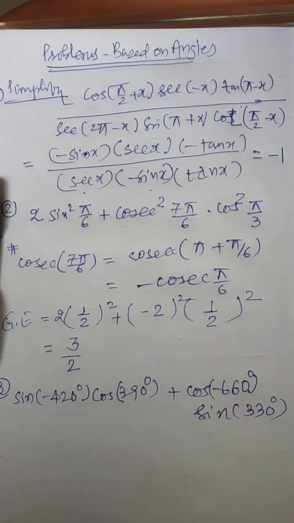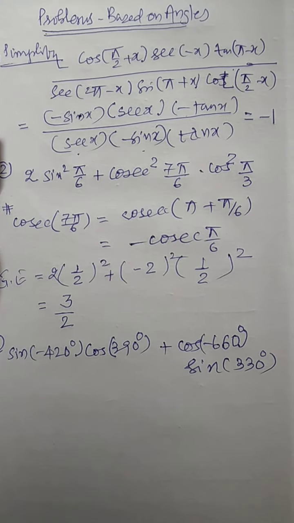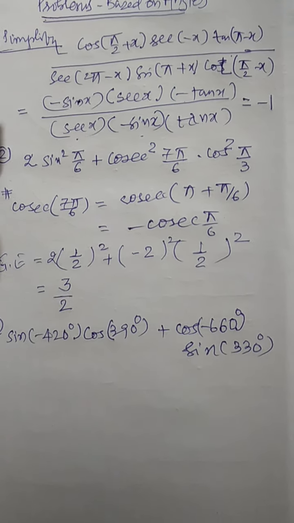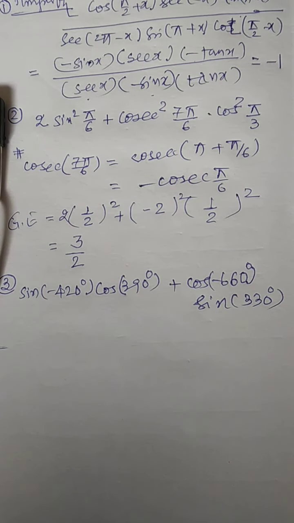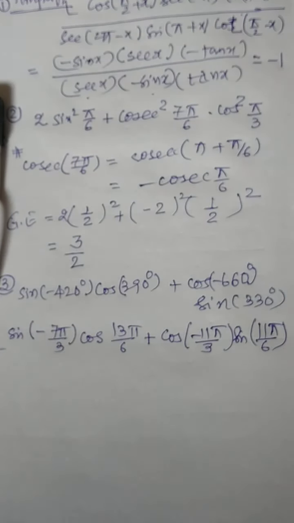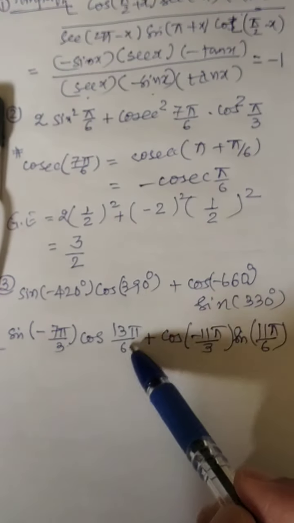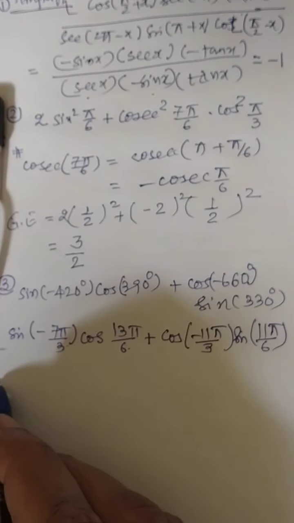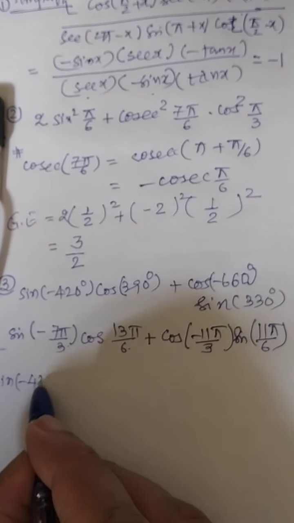See the next question. Sin of minus 420, cos of 390, then cos of minus 660 and sin of 330. This question can be asked in the form of pi also. I am just writing that. So make yourself familiar with both and then I will tell you the procedure. Okay, the same question. Because 420 can be written like this, 390 can be written like this, 660. If such type of problems are there in any question at any time, you should follow this technique.